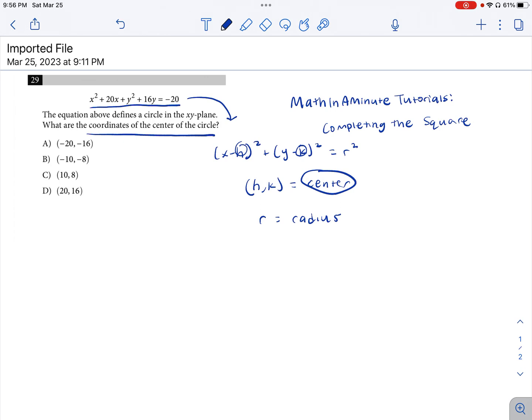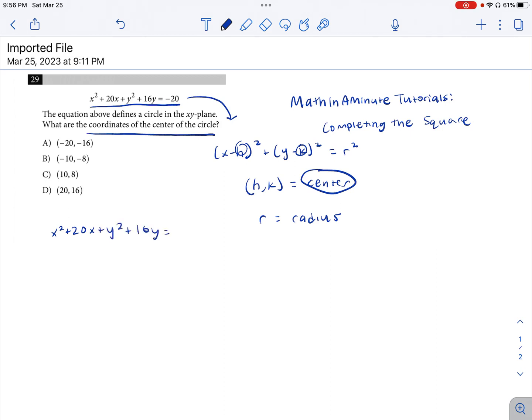Well then, let's actually see how to do this. And let me rewrite the equation here. So what you want to do is divide these into two, the x's with the x's and the y's with the y's. And what you want to do with this is to make this into a perfect squared trinomial, which sounds hard, I know, but it's pretty easy.